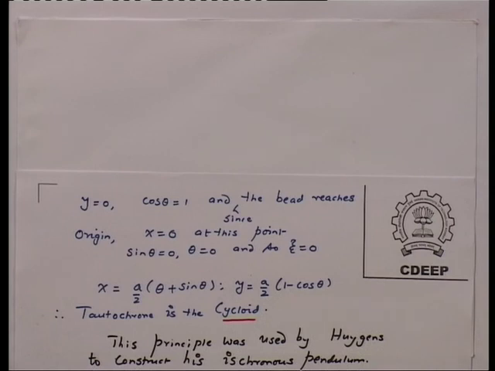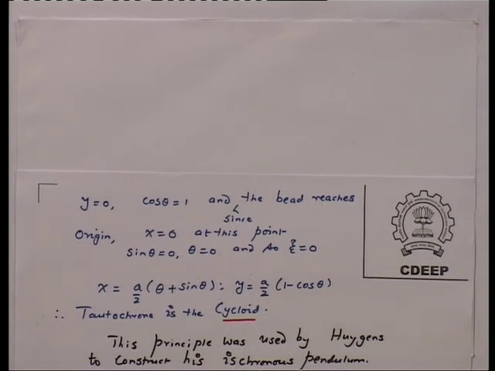So, the tautochrone is a cycloid, correct. Now, of course, what is the use? Interesting, but pretty useless, eh? But no, not quite. Huygens, Christian Huygens used this property to construct what is called as the isochronous pendulum.